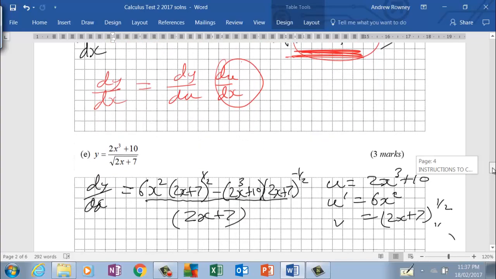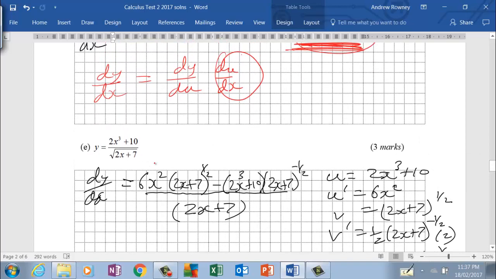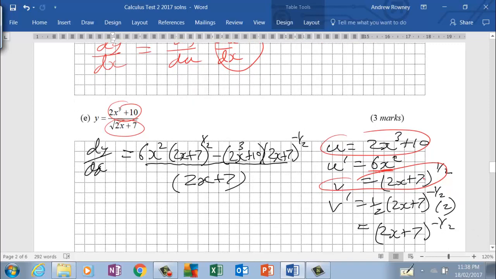E is a quotient, but with a chain rule built into the quotient. So we're going to let u equal to the top one. That top one is our u, and we're going to let the bottom one equal our v. So u dash is 6x squared. Now v dash involves a chain rule, so the half comes out the front, take one off the power, follow it up with the derivative of the bracket, which is 2. And 2 times a half is 1, so it just simplifies to that. And then we plug it into the quotient rule, which is u dash v take u v dash over v squared, which is sitting up above.